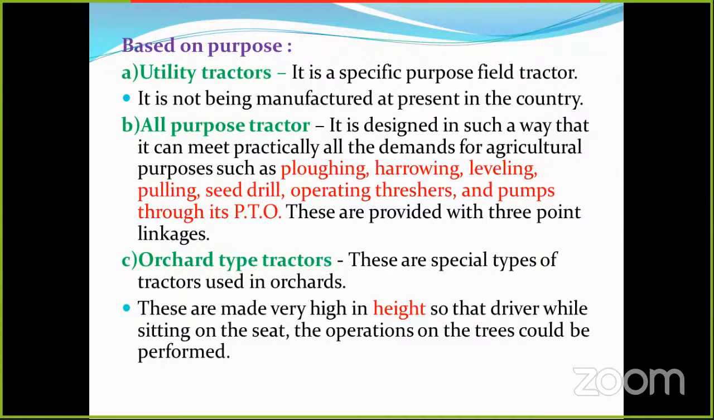Then row crop type of tractors. Here the ground clearance will be very high. Ground clearance means the distance from the land to the chassis. Vertical clearance means distance from land to the bottom of the chassis, whereas horizontal clearance means distance between the two wheels.